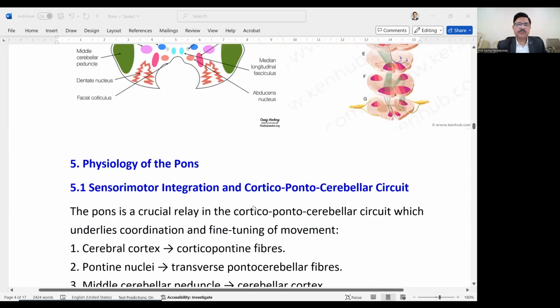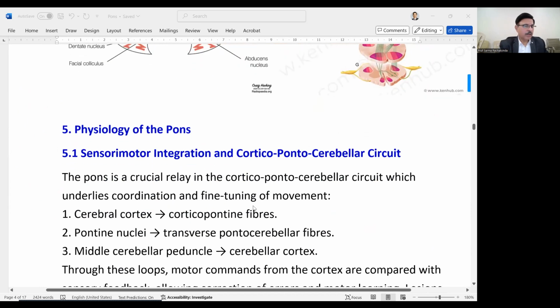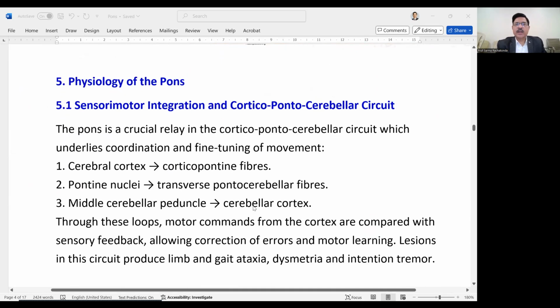We go to the physiology of the pons. Now we looked at the anatomy, I hope you understood it very clearly. Did you get it? What is the physiology? Sensory motor integration, corticopontocerebellar circuit. So the pons is the crucial relay in the corticopontocerebellar circuit, which underlies the coordination and fine-tuning of the movement. Cerebral cortex to corticopontine. That is cerebral cortex projecting to the corticopontine, and from there to the nuclei of the pons. Then the pontine nuclei to the cerebellum.